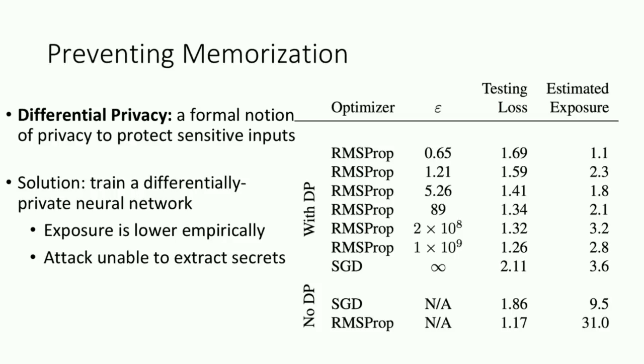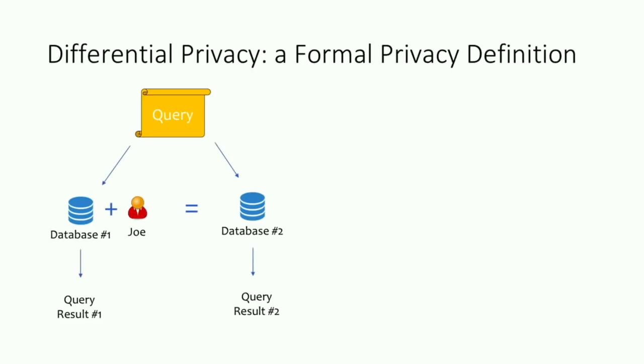So luckily, we have a good solution. Instead of training a vanilla deep learning model, if we train a differentially private deep learning model, then both from our proposed measure as well as attack evaluation, we demonstrate that we can provide much stronger privacy protection for the users.